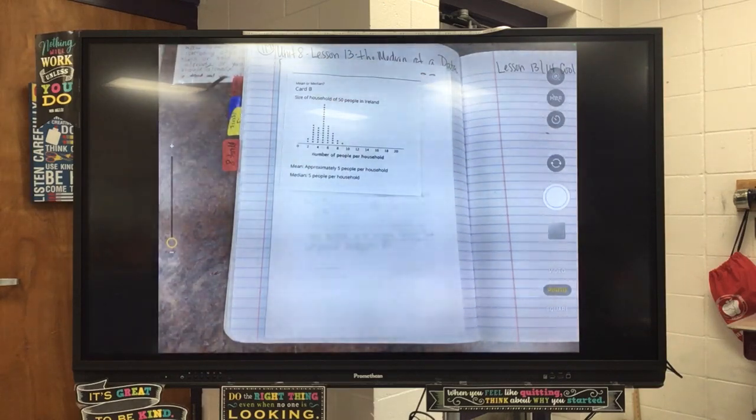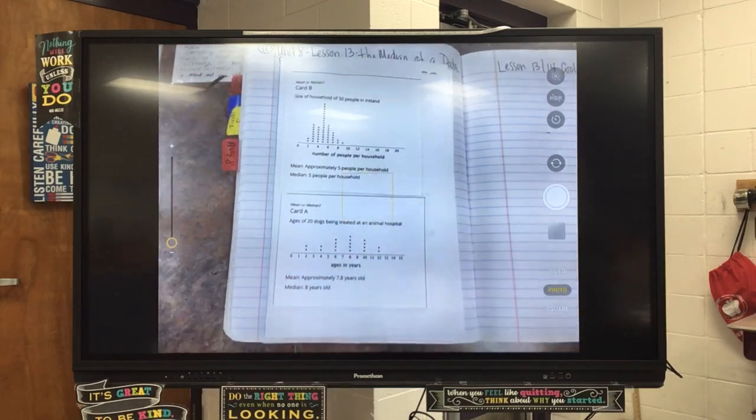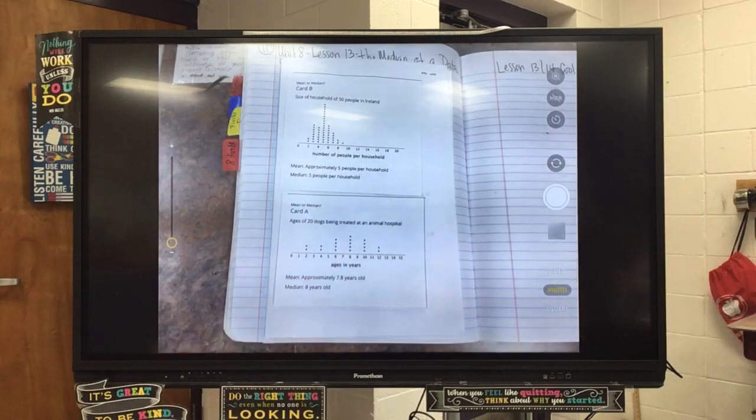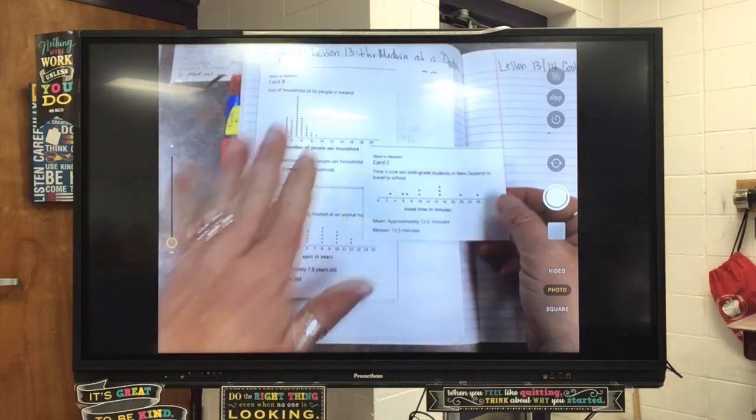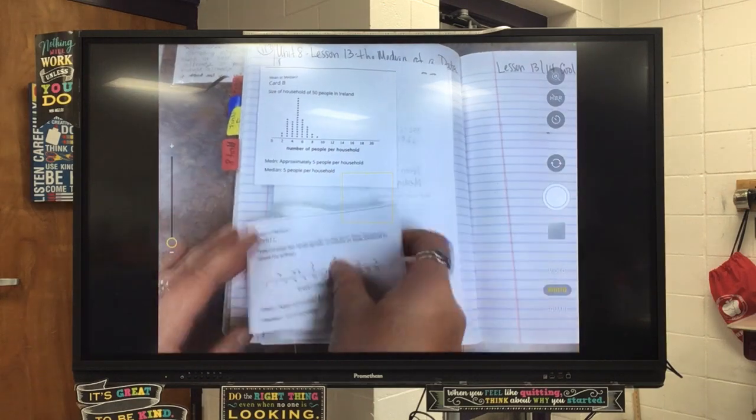So let's look at A. Do we agree that A and B look similar? They both have that same symmetrical going up and coming down. And then you have C, which is a little bit more spread out, but it still has that same peak going up and coming down. Okay? All right.